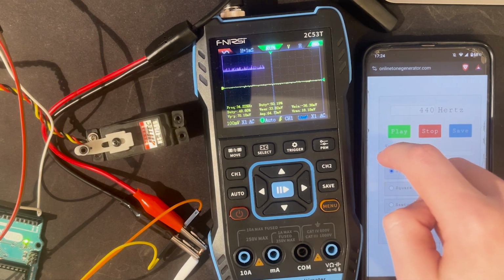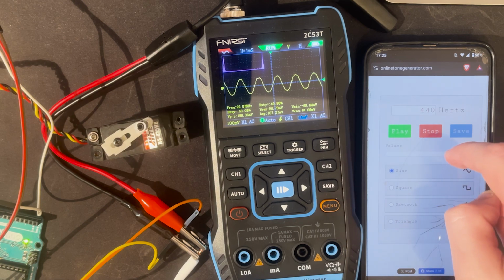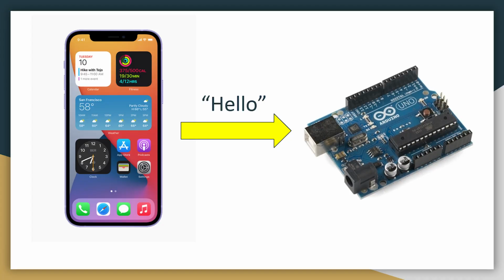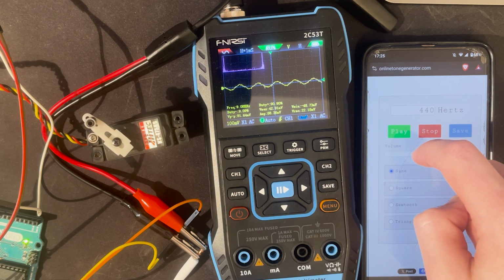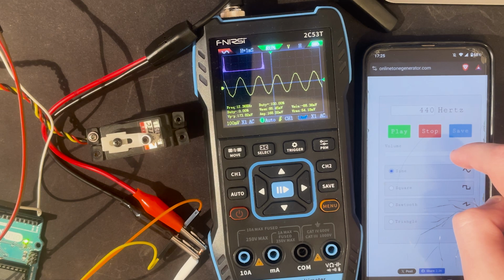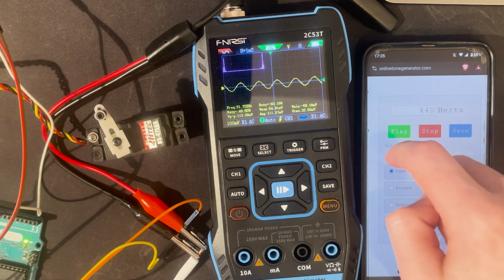So playing with servos is fun, but what about data transfer? I wanted to try if I could send text over the audio jack. Since the signal produced by the phone is AC, I needed a way to encode data inside it and then decode it back on the Arduino.